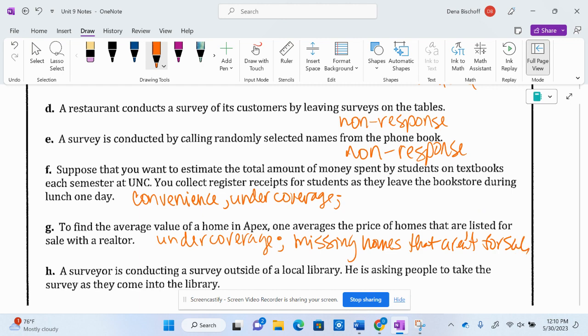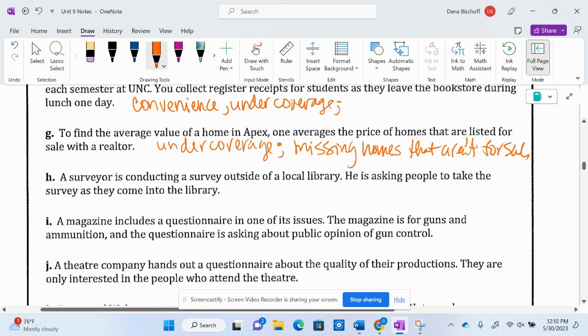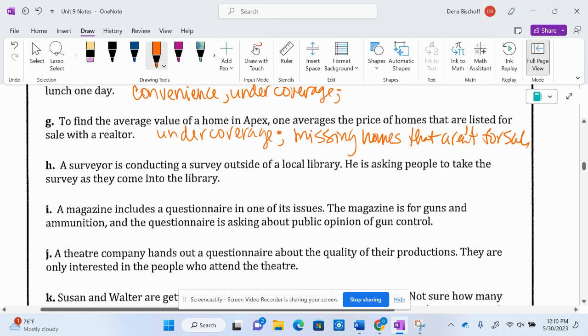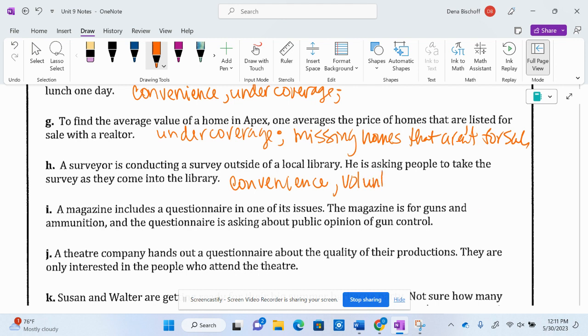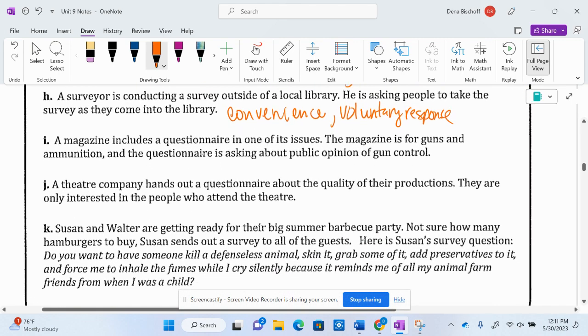A surveyor is conducting a survey outside of a local library. He's asking people to take a survey as they come into the library. Voluntary, yeah. A volunteer response. What is that called? What'd you say? Voluntary response. Yeah. What about convenience also? Convenience, voluntary response. Okay. If he's standing outside of the local library, he's just asking people that are near him. He's like not even making an effort to move away from where he is.